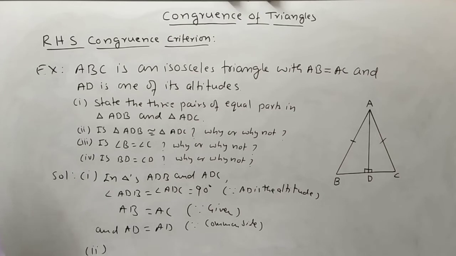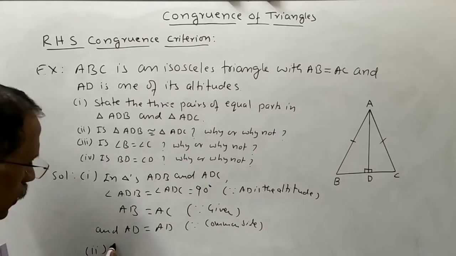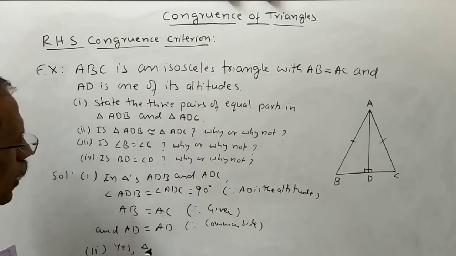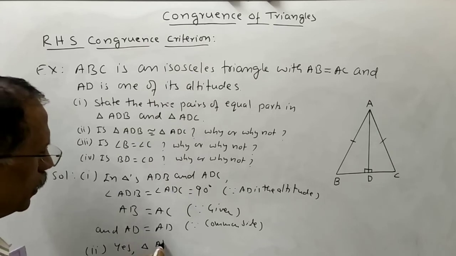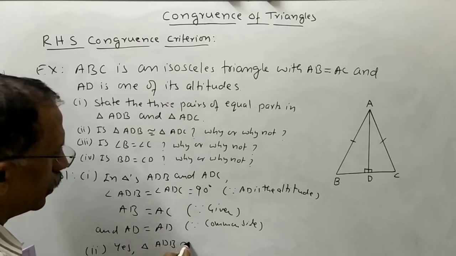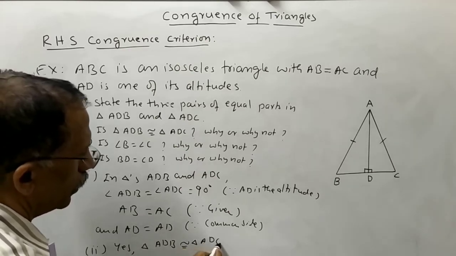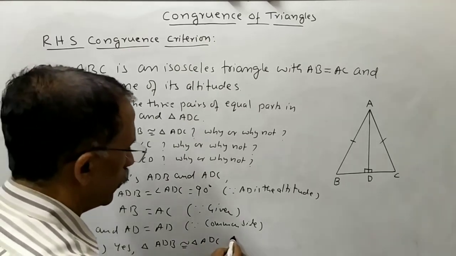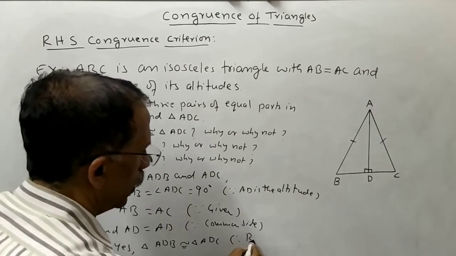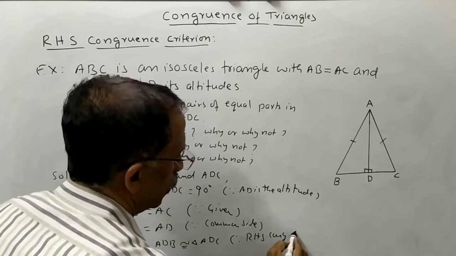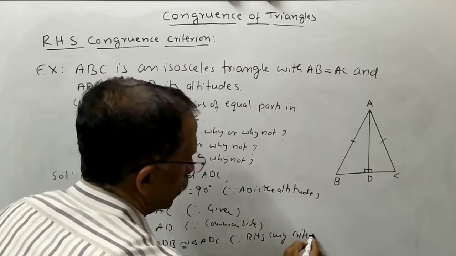therefore triangle ADB is congruent to triangle ADC. Yes, triangle ADB is congruent to triangle ADC by RHS congruence criterion.